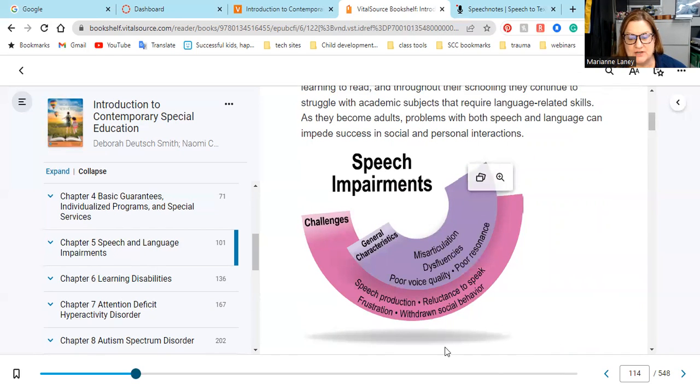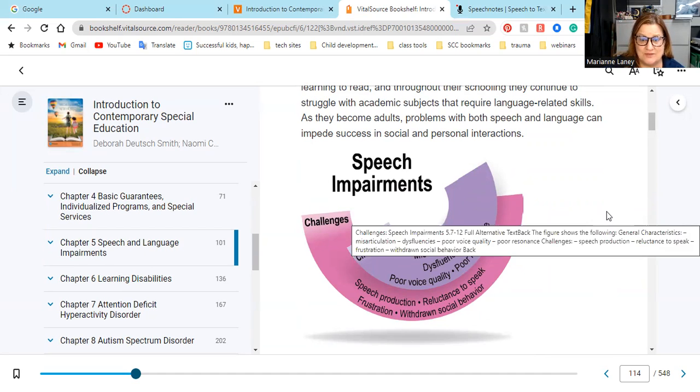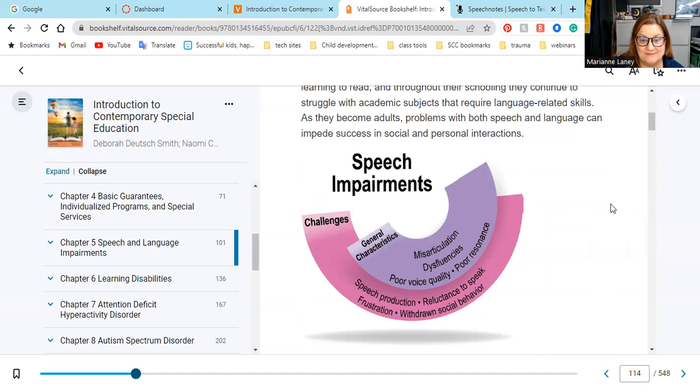So the challenges are the production, the reluctance to speak, frustration, or withdrawal from social behavior. Not having friends or not being able to play dress up with your peers in kindergarten and preschool is a big deal. We want to get children socially competent, even if they're having a hard time talking.